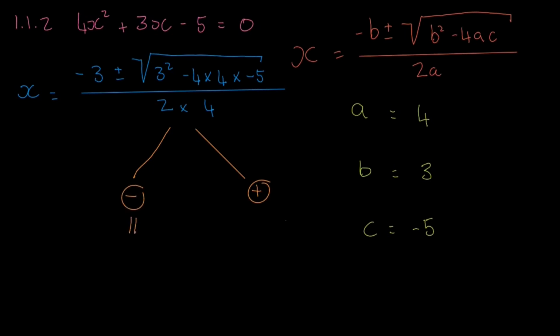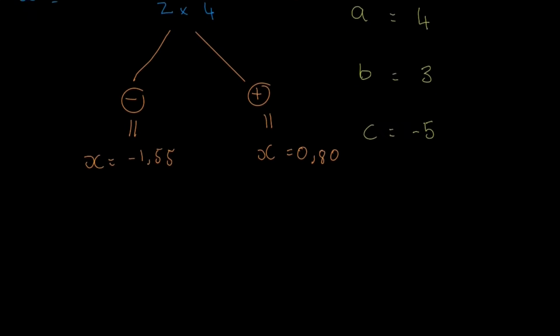And I'm not going to go over this because you just need to put this into your calculator, but these values are x is equal to negative 1.55, and the other one is x is equal to 0.80. And just remember that they ask you to give it to 2 decimal places, so please make sure that you do that. Cool. So let's move on to question 1.1.3.